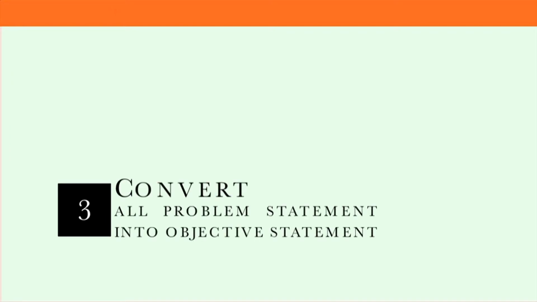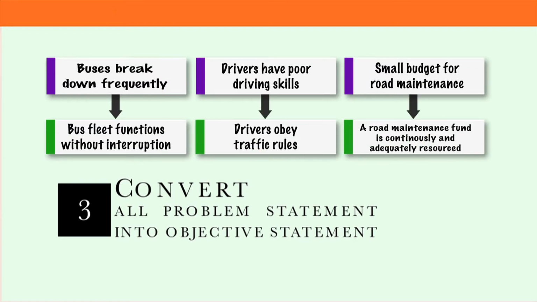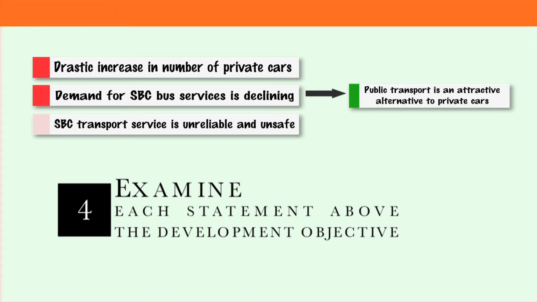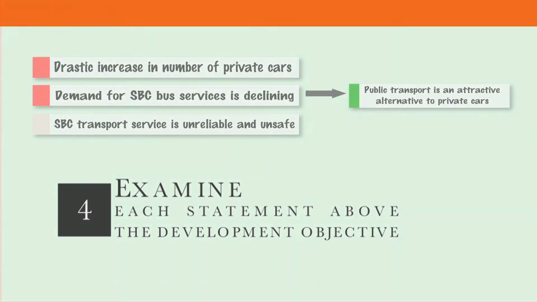Step 3. Convert all problem statements into objective statements. Omit or add new statements if these appear relevant, logical, and necessary to achieve the direct objective at the next higher level. Step 4. Examine each statement above the development objective and convert it into a positive, desirable statement.